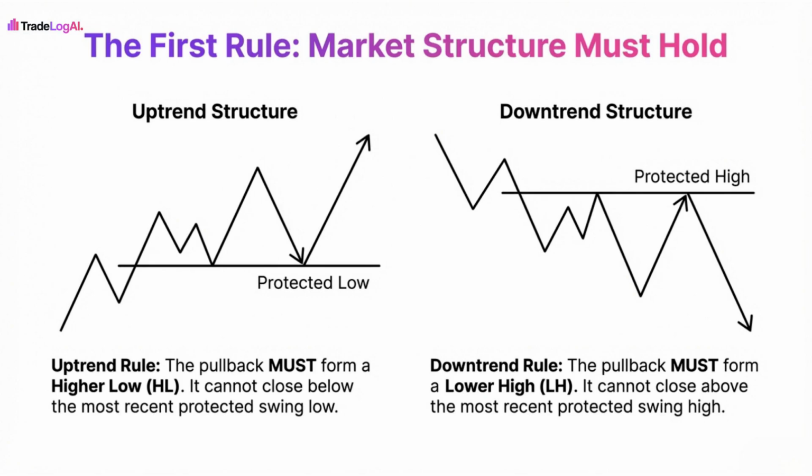Structure is the first filter, non-negotiable. In an uptrend, a pullback must form a higher low, and price cannot close below the most recent protected low. In a downtrend, the pullback must form a lower high, and price cannot close above the most recent protected high. If the protected swing breaks, it's no longer a pullback continuation thesis.